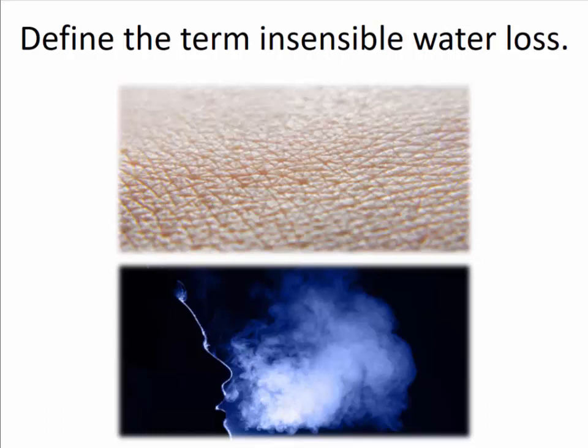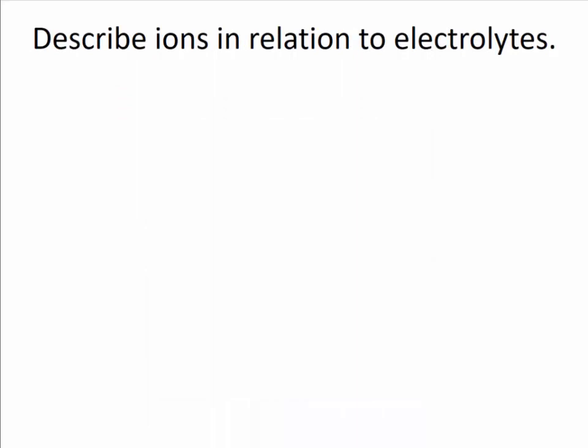Now that we've discussed water and water balance, let's describe ions in relation to electrolytes and how that relates ultimately to the water we're discussing. In our bodies, water is seldom in a pure state. It often has stuff dissolved in it.